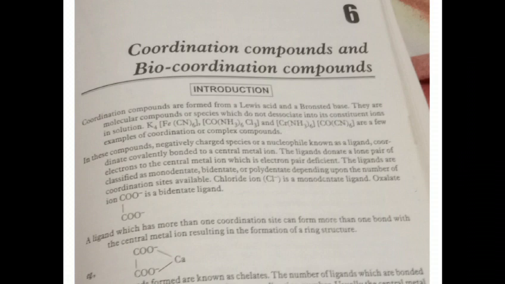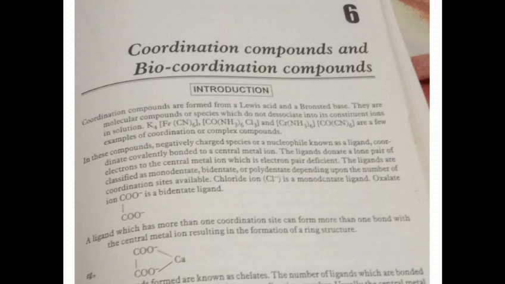For examples of coordination compounds, [Cr(NH3)6], [Co(CN)6]. In these compounds, negatively charged species or a nucleophile, known as a ligand, are coordinate covalently bonded to a central metal ion. The ligands donate a lone pair of electrons to the central metal ion, which is electron pair deficient.